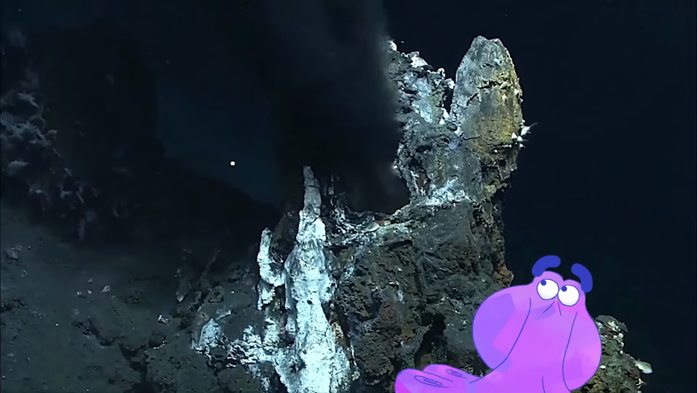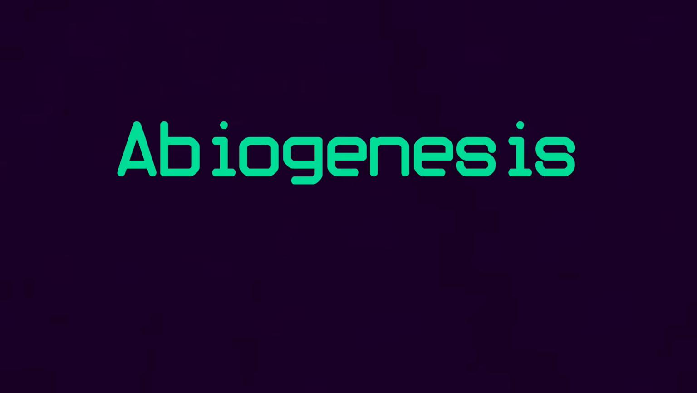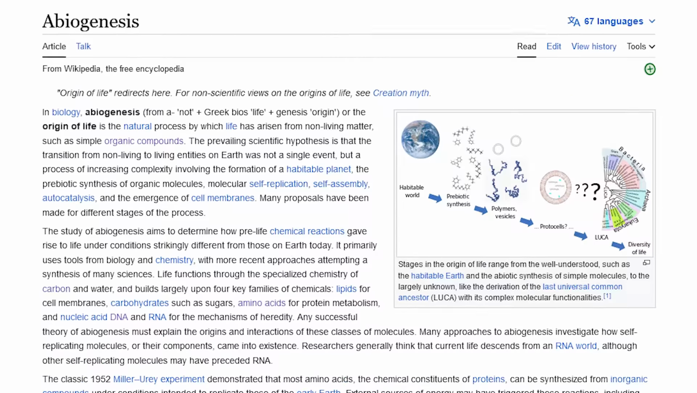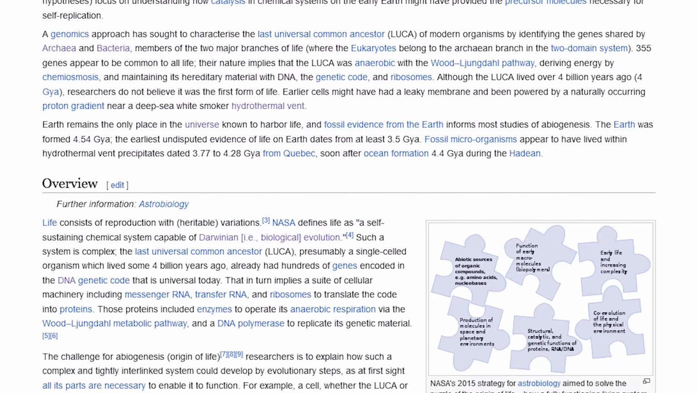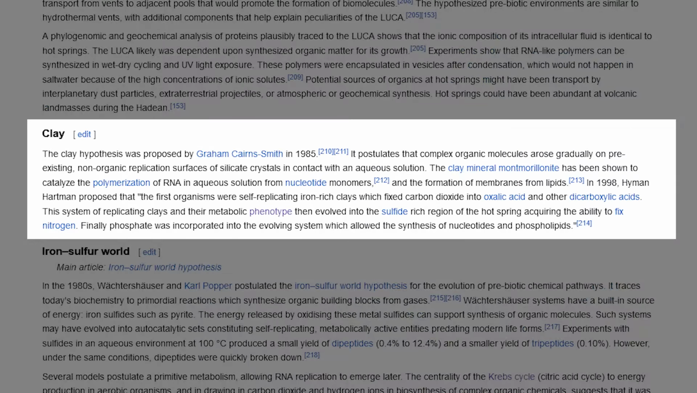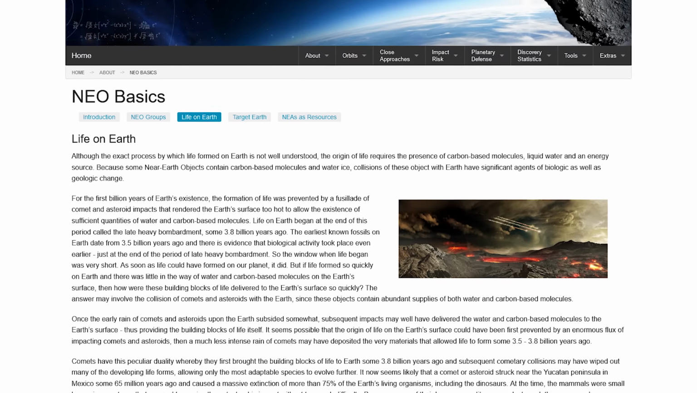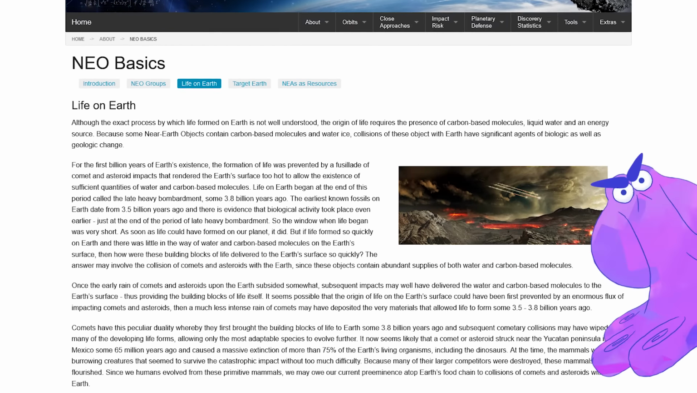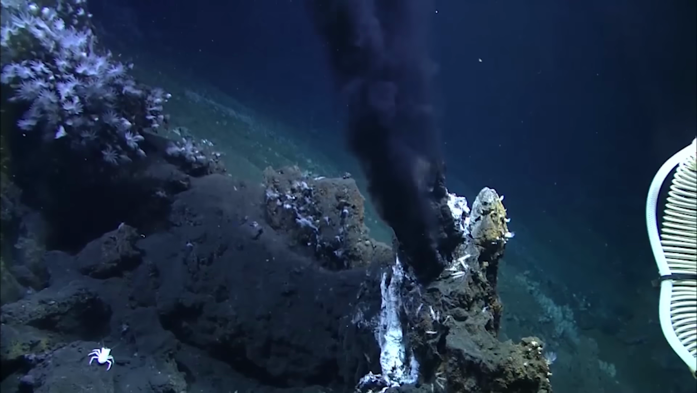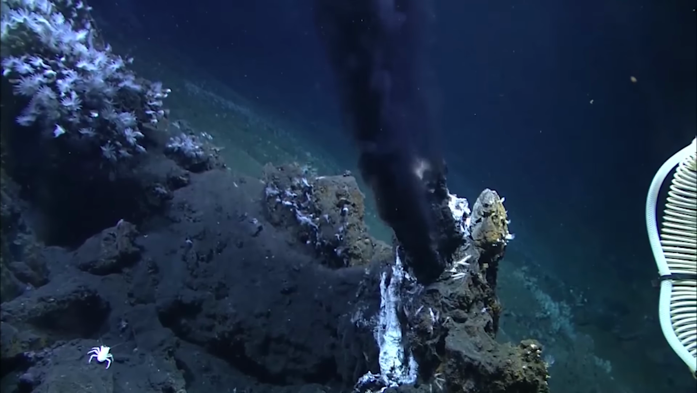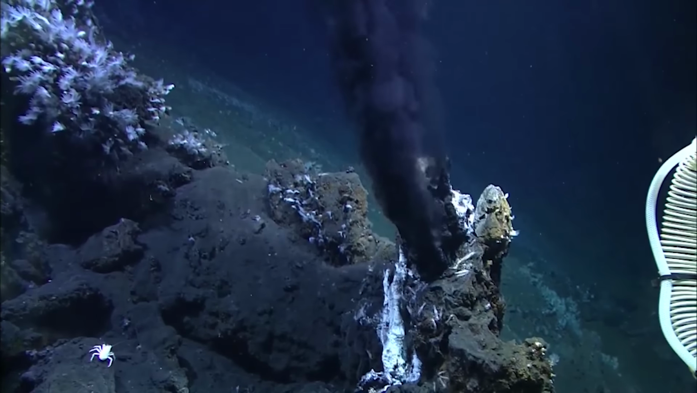And speaking of, let's now talk about abiogenesis, or how life might have started on Earth. There are a bunch of different hypotheses about abiogenesis. There's one about clay, there's one about a zinc world, whatever that is. NASA thinks it has something to do with meteorites, because of course they would, they're so predictable. But we're not going to talk about any of those, because obviously the hypothesis that says that life on Earth started at the deep sea hydrothermal vents is the best one of them all.